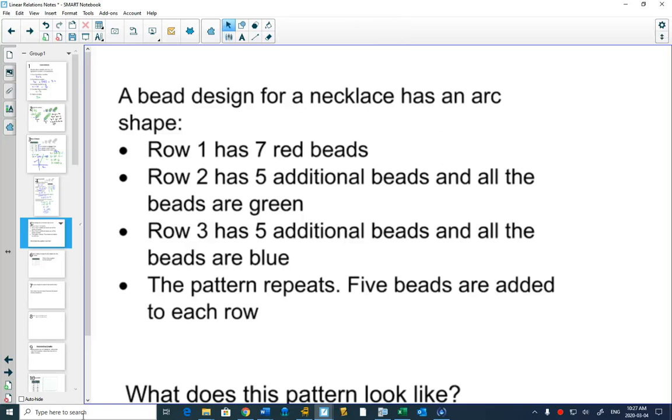Okay. I want you to draw a design for this next pattern. If you don't have a red pen, a green pen, and a blue pen, instead of drawing a bead that is red, make an R for red, a G for green, a B for blue. That's if you don't have different colors. If you have different colors, you can make a red one with a red circle, a green one with a green circle, and a blue one with a blue circle. Good idea. There we go.